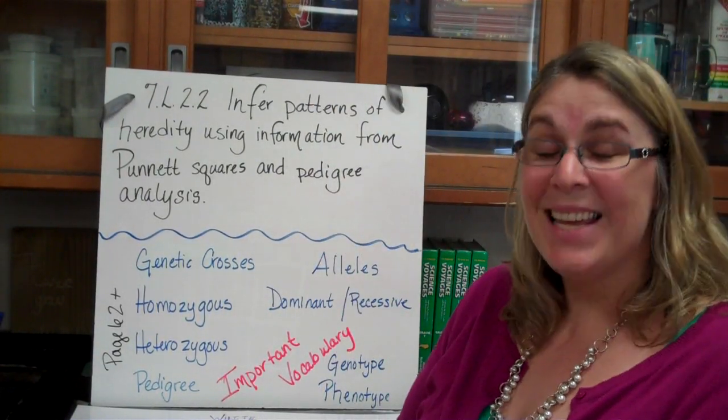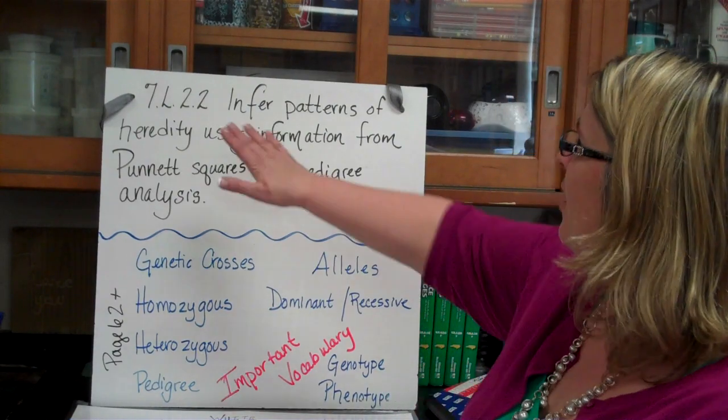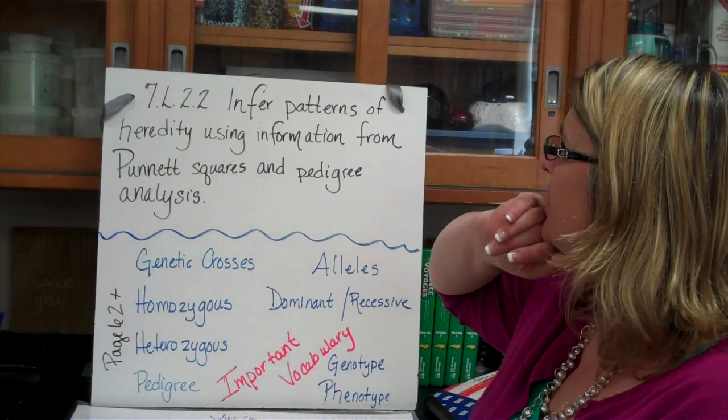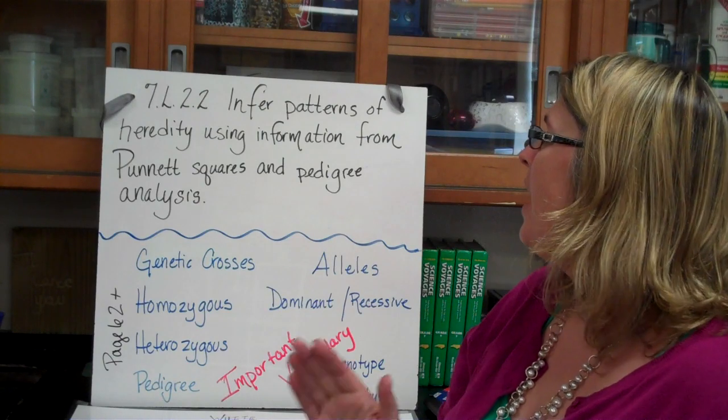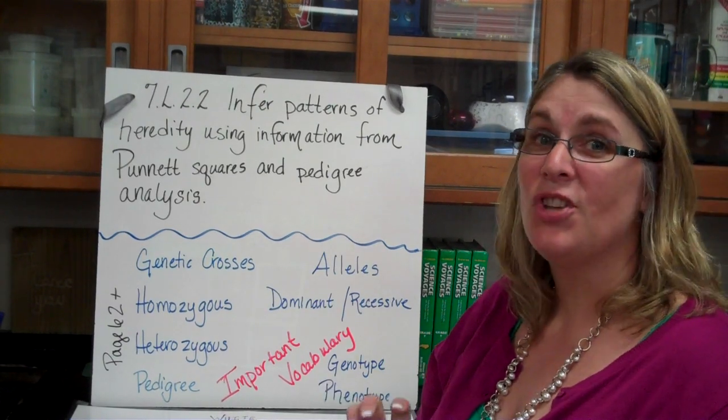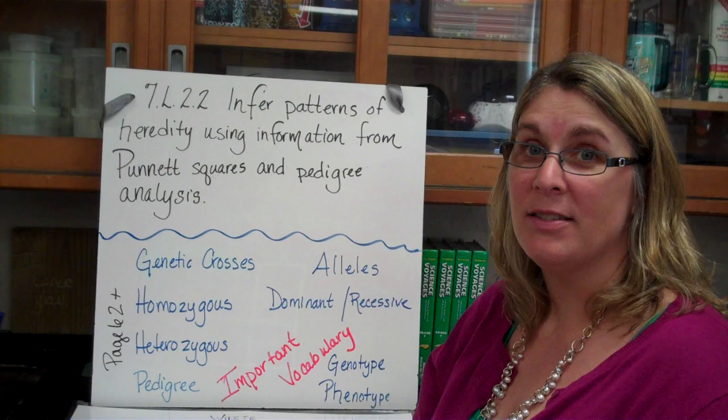Right, the next standard that we're going to look at is about inferring patterns of heredity using information from Punnett squares and pedigree analysis.